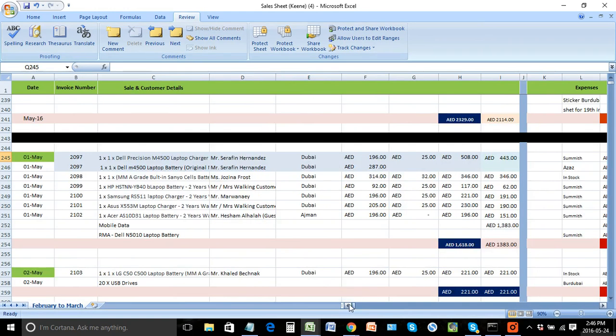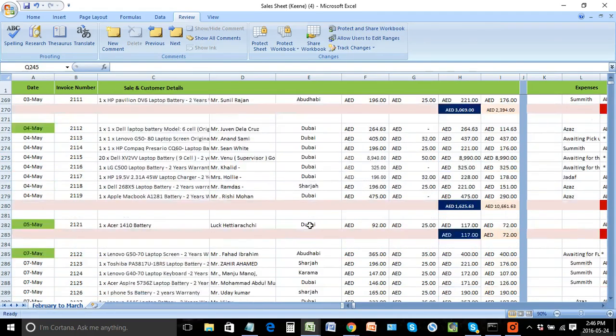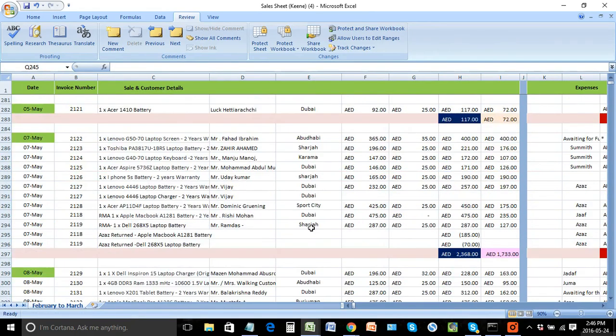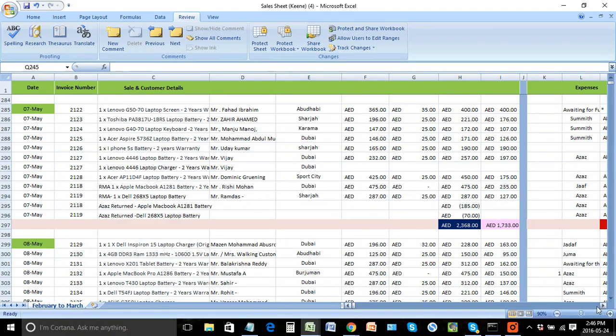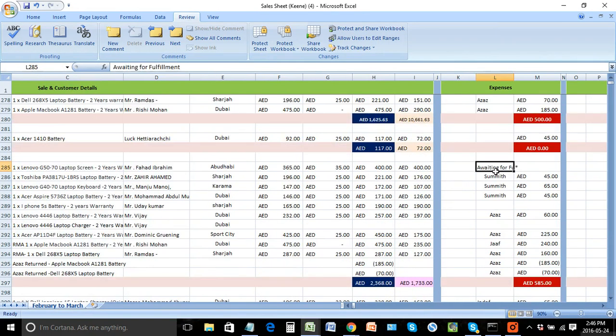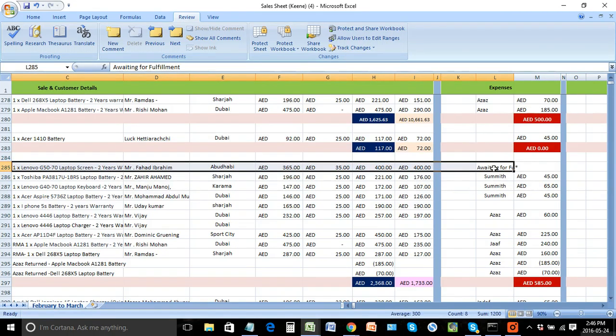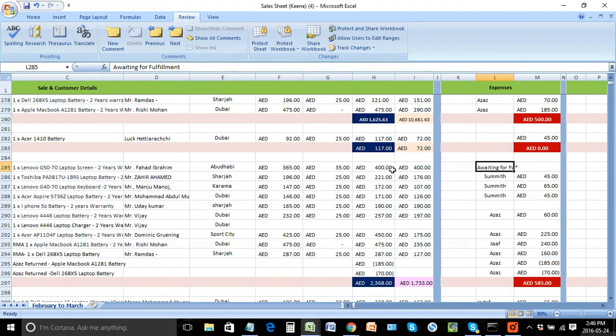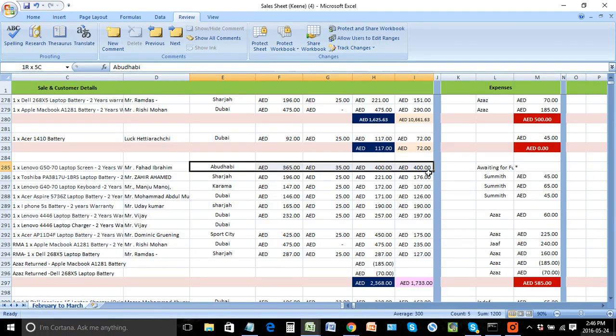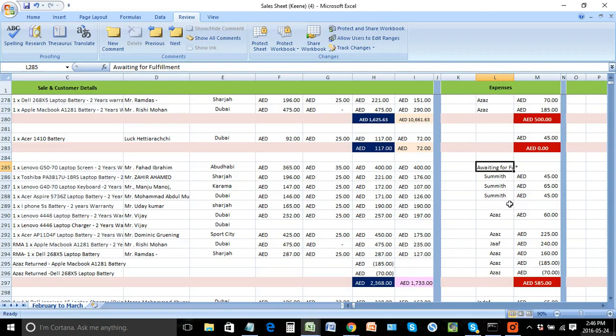Furthermore, it's getting more confusing. If you go further down, for example this one, waiting for fulfillment. If it's waiting for fulfillment, it means we don't know whether it's been completed or not. So what's the point of having this data in this final sheet? This item may not have even been delivered. So why are we having the data in this sales and profit sheet? It shouldn't be there, because this item did not get delivered to the customer. That's why it's saying waiting for fulfillment.